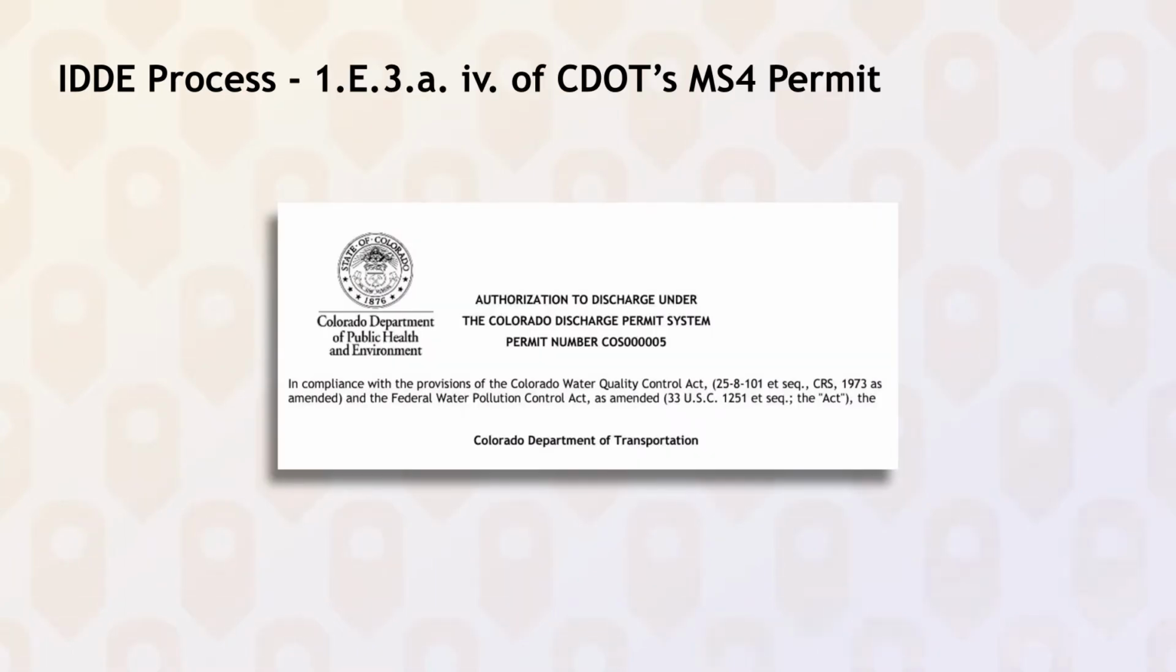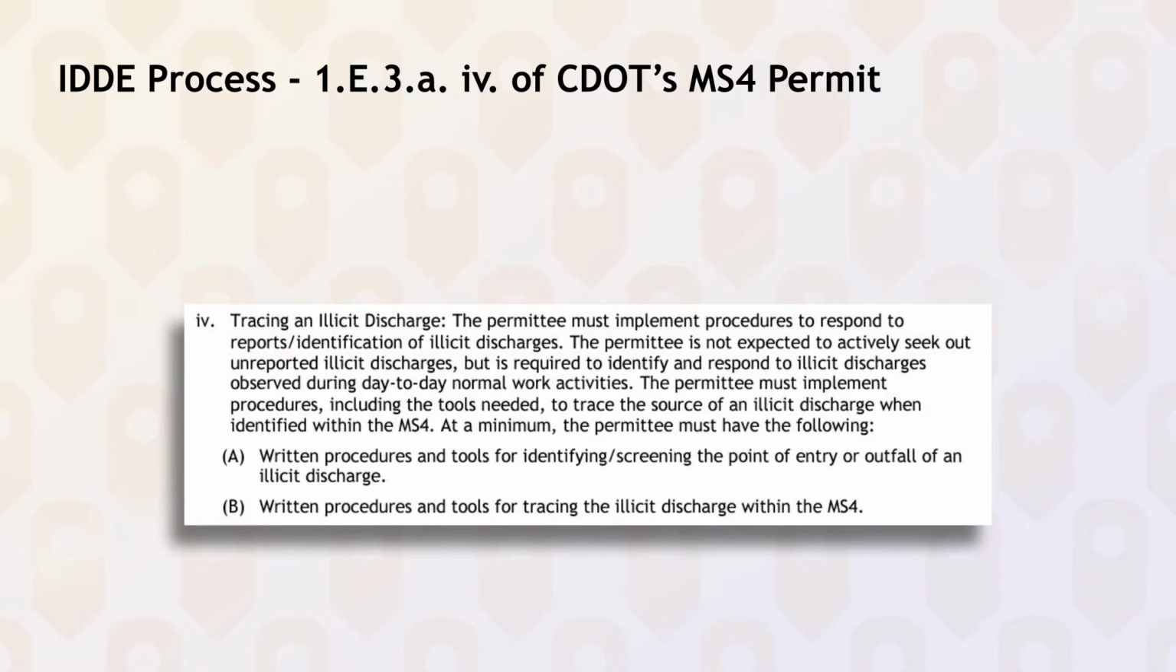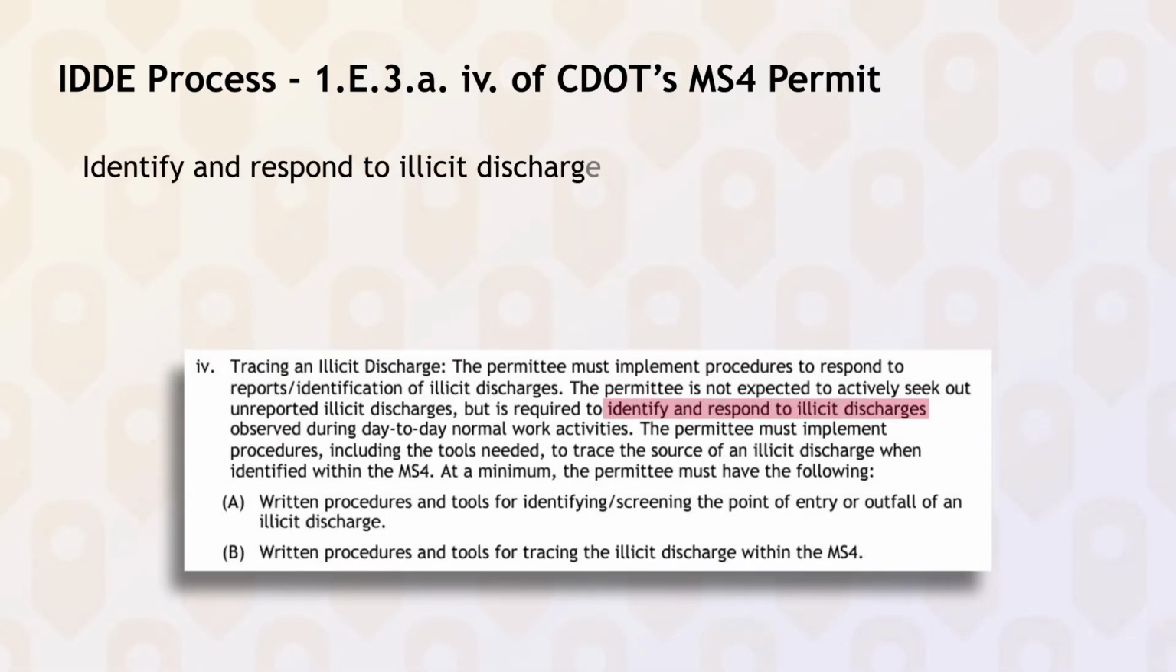Under Part 1.E.3.A.4 of CDOT's MS4 permit, CDOT must implement procedures to respond and report illicit discharges. CDOT is not expected to actively seek out unreported illicit discharges, but is required to identify and respond to illicit discharges observed during day-to-day normal work activities. CDOT must implement procedures, including the tools needed to trace the source of an illicit discharge when identified within the MS4 and eliminate any illegal or illicit discharges.